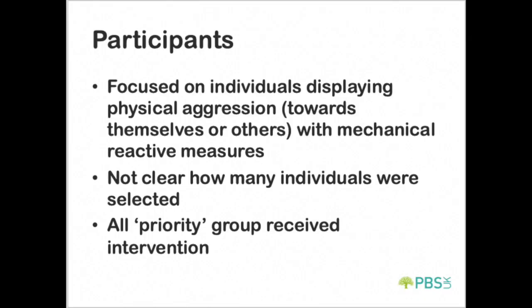So how did they choose a group? The group that were defined as engaging in those behaviours and had the use of mechanical restraints were defined as a priority group within the service, and they received the intervention. Yeah. So we think it's not everybody, because they refer to a priority group. But we don't know how many it is. No.